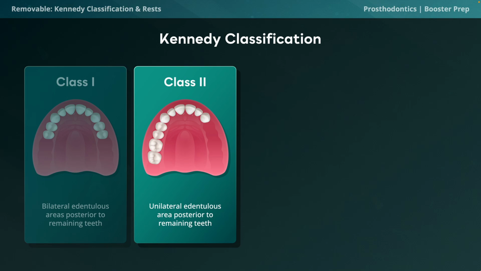Now, I always found these two to be a bit backwards because I think it makes more sense to flip these two classifications so that Class 2 refers to two edentulous areas, but alas, I'm not Kennedy, so we'll stick to the way he wanted it.